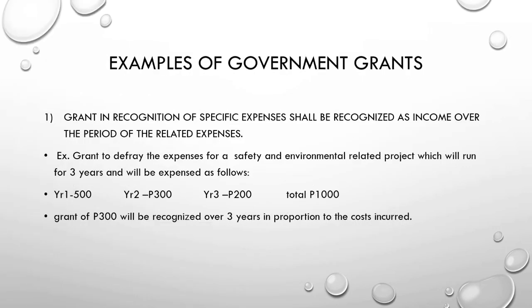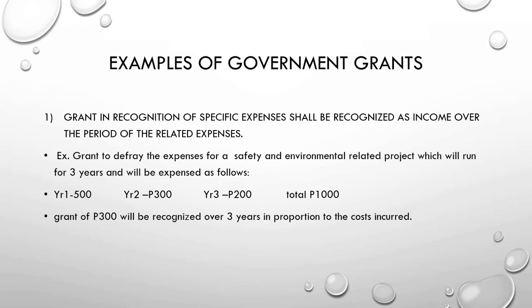The first example is a grant in recognition of specific expenses, which shall be recognized as income over the period of the related expense. Example, a grant to defray the expenses for a safety and environmental related project which will run for 3 years and will be expensed as follows. I used a relatively small amount so that we could compute easily. For year 1, 500, year 2, 300, year 3, 200, with a total of 1,000. This is the budget for expenses of the entity that would conduct the project.